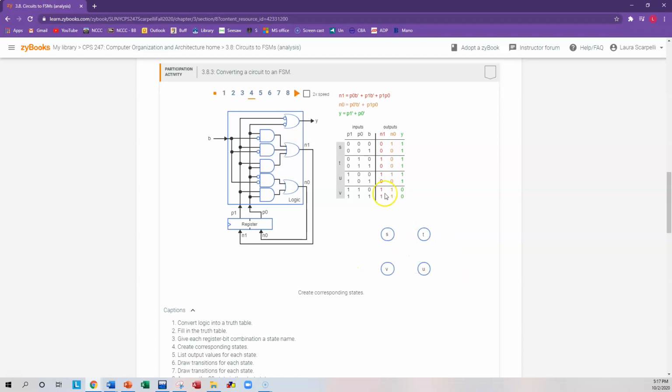Once that's done, then assign your outputs. Remember, your output is related to your present state value, right? If you look at that, it comes from this. The present state value tells you what your output is going to be. So 0 0, Y is a 1; 0 1, Y is a 1; 1 0, Y is a 1; 1 1, Y is a 0. Let that draw.